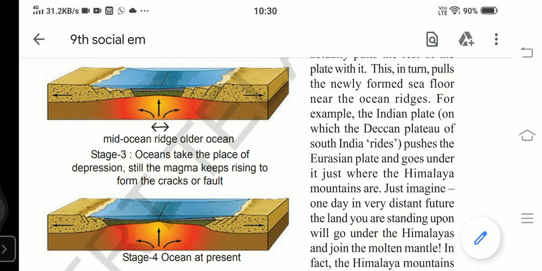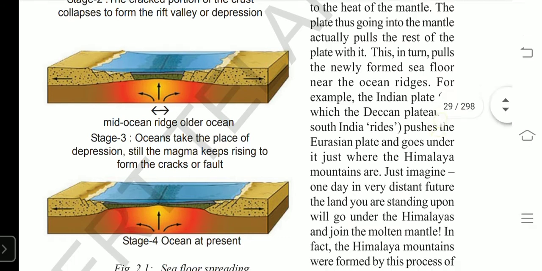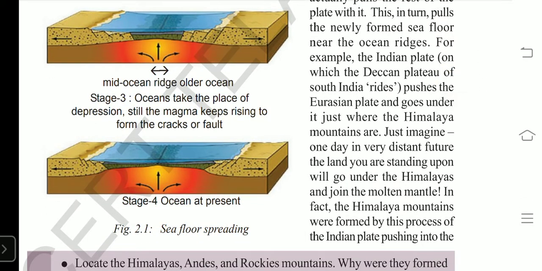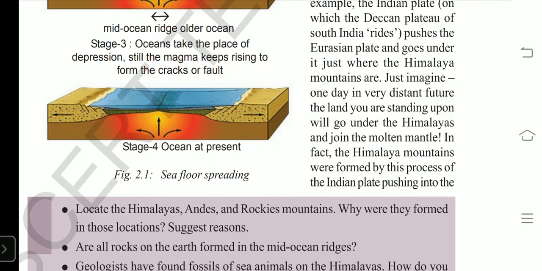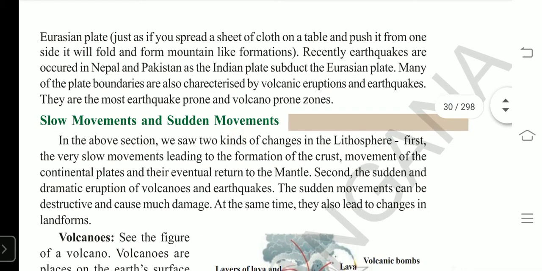When the crust part on the dipping plate goes inside the mantle, then magma, which is hot liquid inside the mantle, also comes up. As it comes up, it becomes cool and leads to forming the volcanic mountains. So in another way, we see that the Himalayan mountains have formed in the process. Here we see that our Indian plate is pushing into the Eurasian plate, so at the north part of India, the Himalayan mountains have formed.